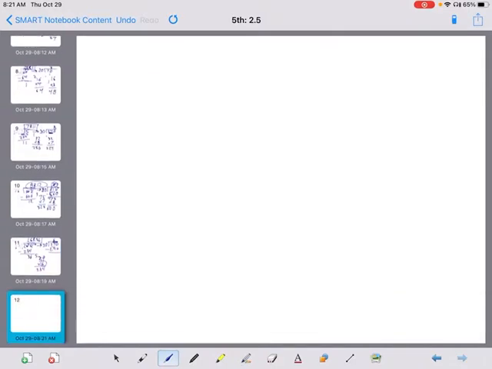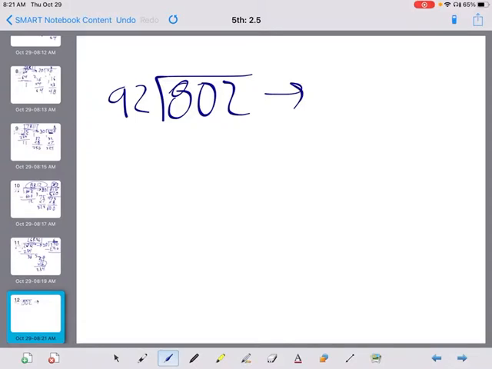Awesome. And let's do one more. 13. 802 divided by 92. Well, we've got to estimate again here. All right, go ahead and do it at home. And we're back. So 92 rounds to 90. 802 rounds to 800.